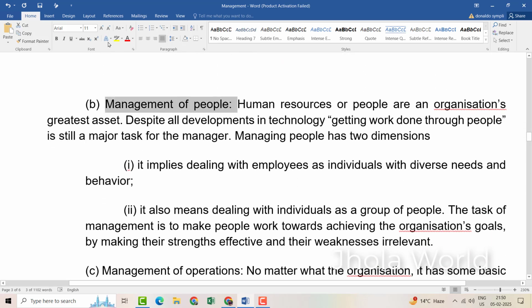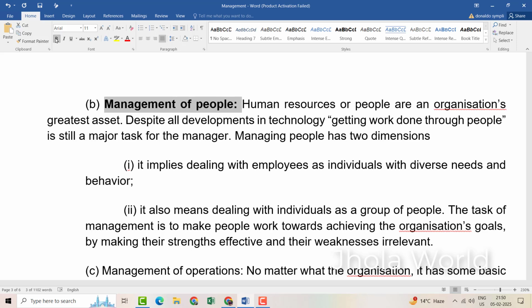This is the second dimension of management, where people are involved: living, breathing, talking, thinking people. So work is different and people are different. So here you have to worry about it. Let me go through what it says. Human resources or people are an organization's greatest asset. Despite all developments in technology, getting work done through people is still a major task for the manager. Managing people has two dimensions.